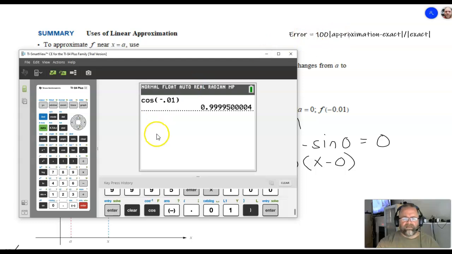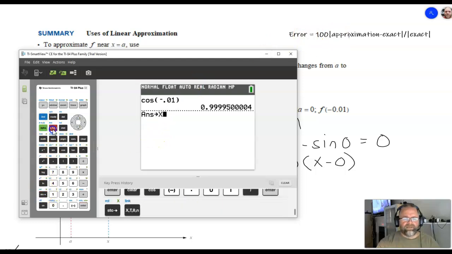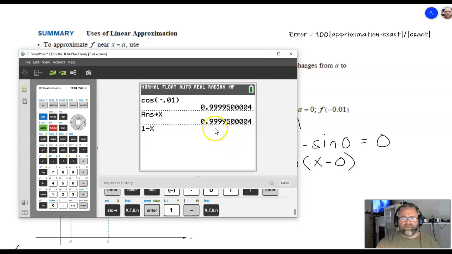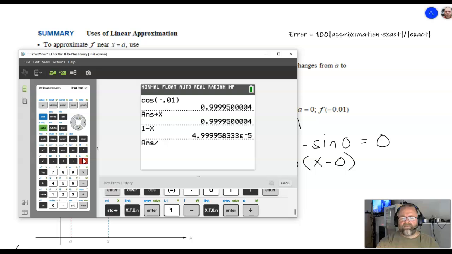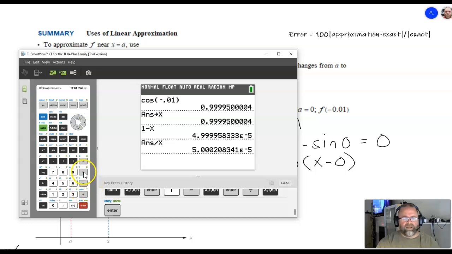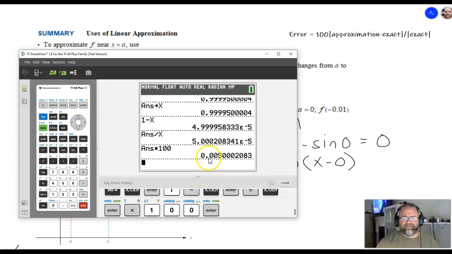So to find the percent error, I'm going to go ahead and store this value as x, so I can use that. I'm going to take the approximation, which is 1, and then subtract our exact value, which is the 0.99, which I saved as x. Enter. And then we're going to divide that by the exact value, which once again I have saved as x. And finally, we're going to multiply that by 100. And I'm going to get 0.005%. So you can see that the y value using that approximation is only 0.005% different than the actual value.